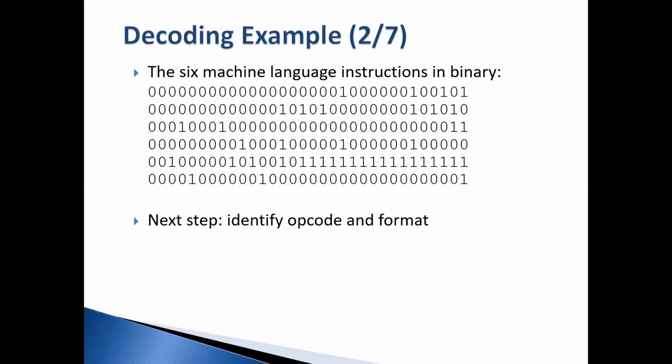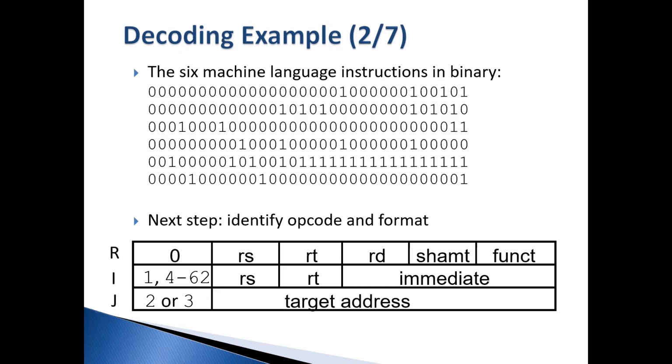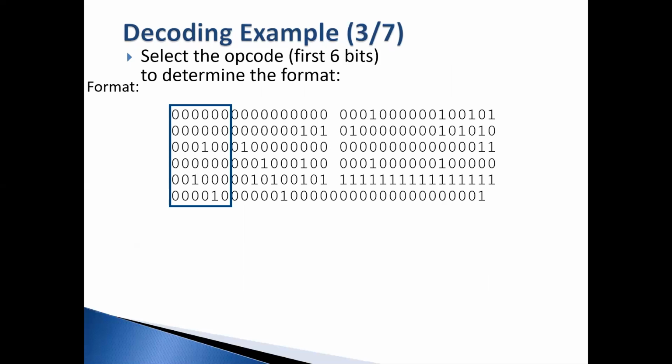First of all, what is the next step? Yes, we need to find out the format by identifying the opcode. How many bits are in the opcode? 6 bits, right? If the opcode is 0, then you have R format. If the opcode is 2 or 3, then you have J format. And if the opcode is 1 or 4 to 62, then you have I format. All right, let's do it together.